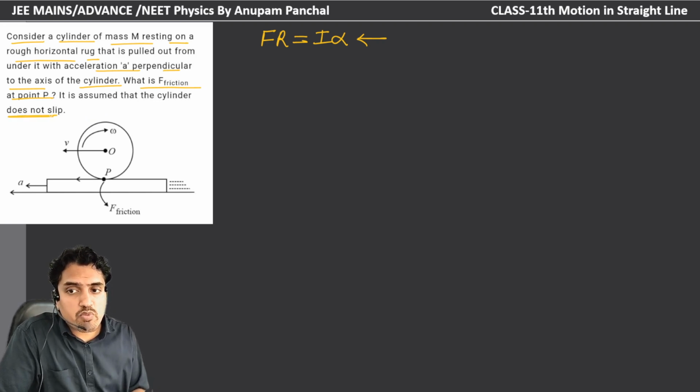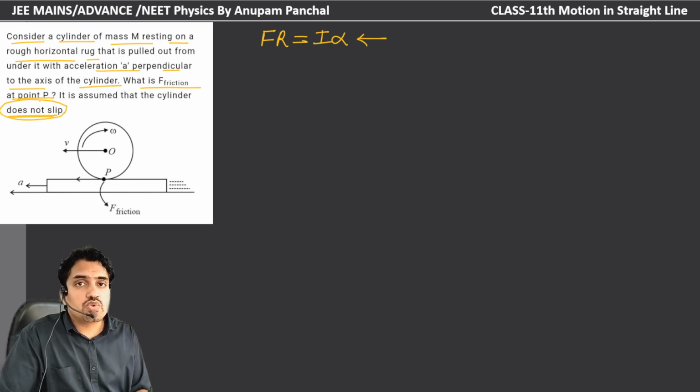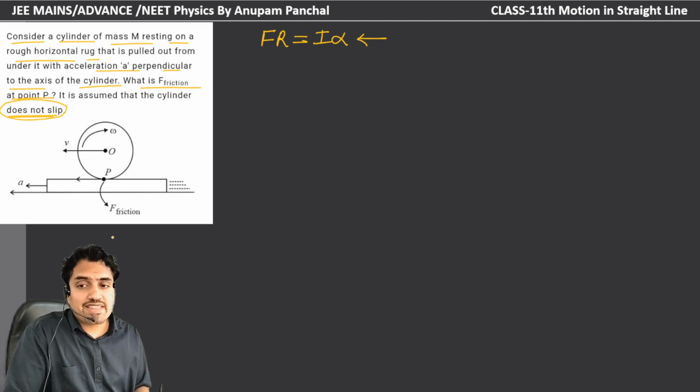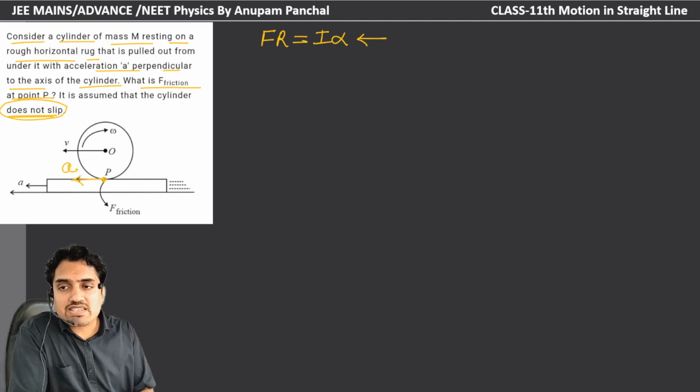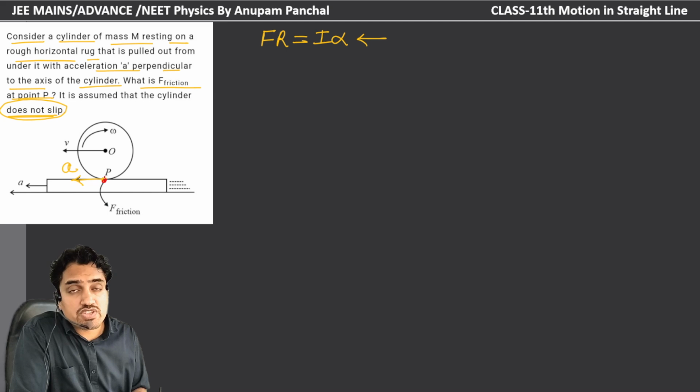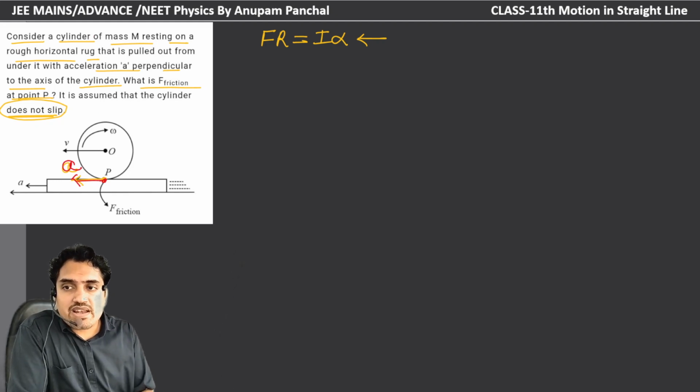This point is very important: does not slip, so that we can use the concept of pure rolling. In this concept of pure rolling, this point P, which is in contact with this block, always has the same motion as this block. So the acceleration of point P will also be the same acceleration a as the acceleration of the block. The acceleration of point P, which is on the circumference of this cylinder, will have the same acceleration a.